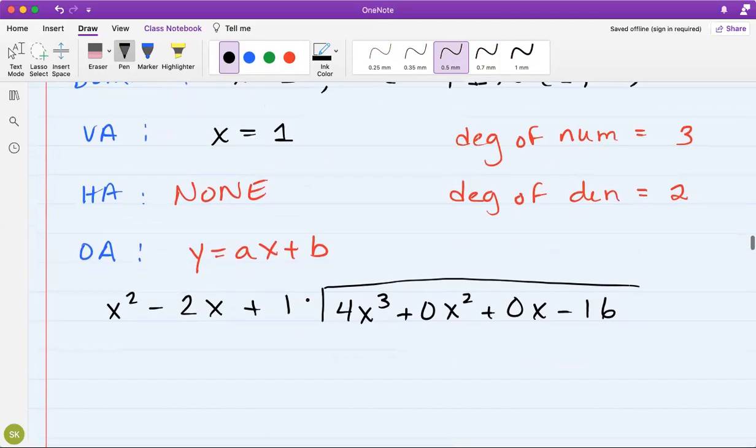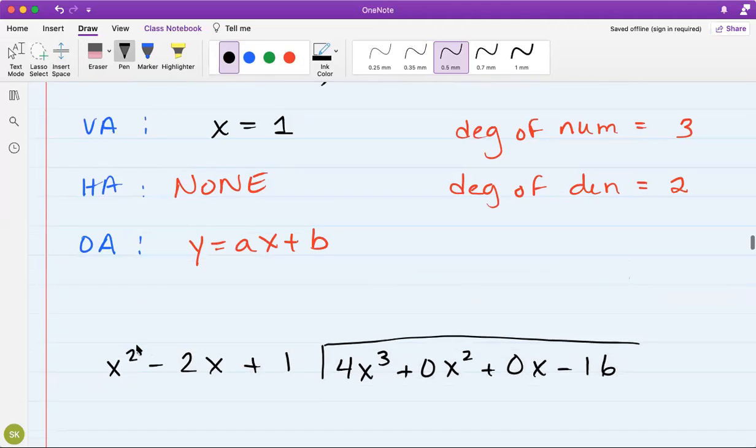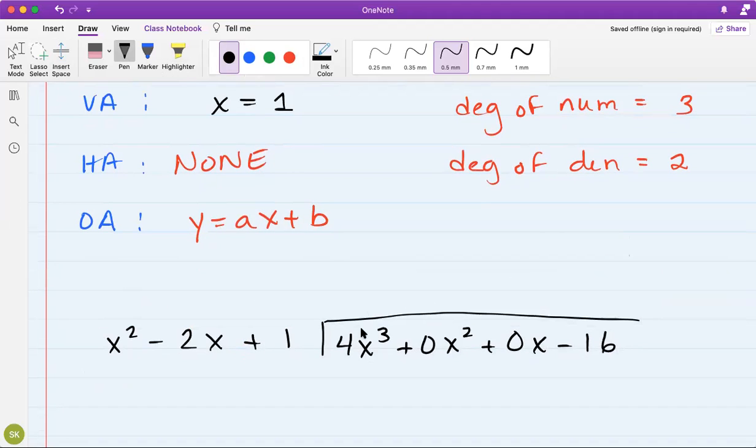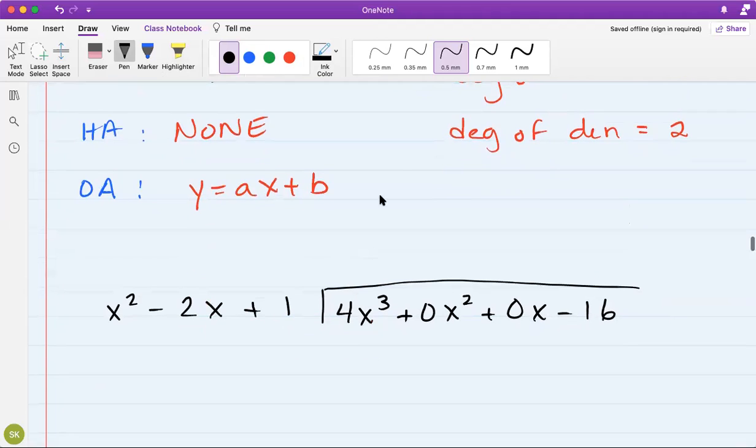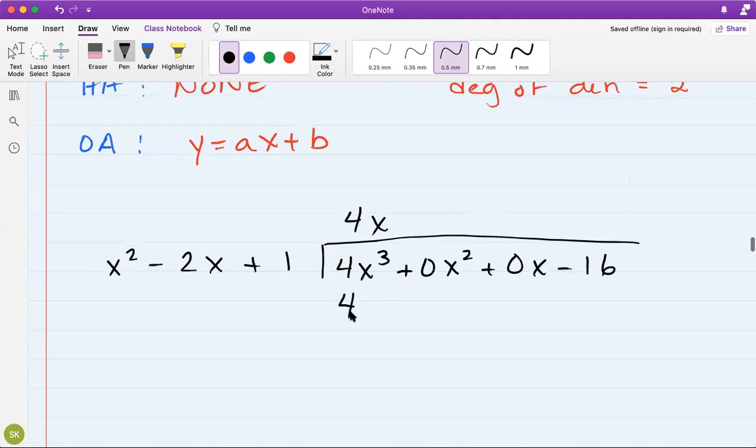Okay, and this is very similar to what I did before. I asked myself, with this first term here, what do I need to multiply it by to get this first term here? So I have to multiply by 4x. If I do that, I get 4x cubed. Then I send it here. That's a minus 8x. And then send it here, plus 4x.